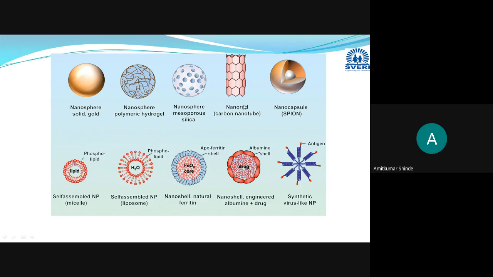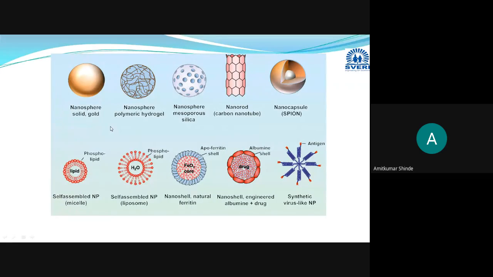Then there are some tube shaped, nanotube shaped materials. They can be termed as nanorods, nanocapsules. And then different types are there. Self assembled nanoparticles are there, different types of self assembled nanoparticles. Then these are the nanoshells, different nanoshells are there. So these are the different kinds of nanoparticles or different types which are in use.